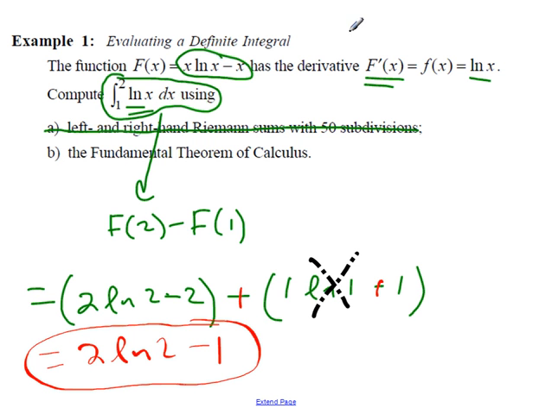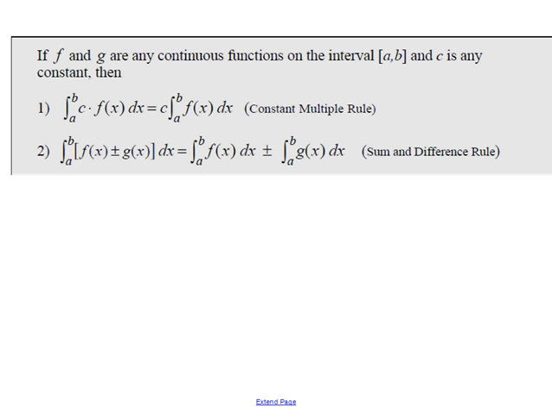Of course, it required us to be given this function. Right now, I don't expect you to be able to take the antiderivative of this and know that it's that. You'll get there, but not right now. So we're going to work on easier definite integral problems. But before we get to that, let's review some key integral rules.